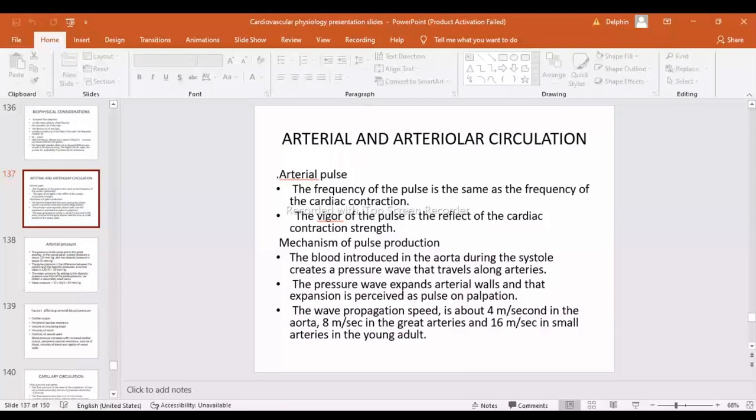You can check this arterial pulse on small arteries at the same time as for other great arteries, because the speed is not the same. You can check, for instance, the temporal artery at the same time as the radial artery. You can check, for instance, the carotid, but at the same time another small artery, which is not on the same level.